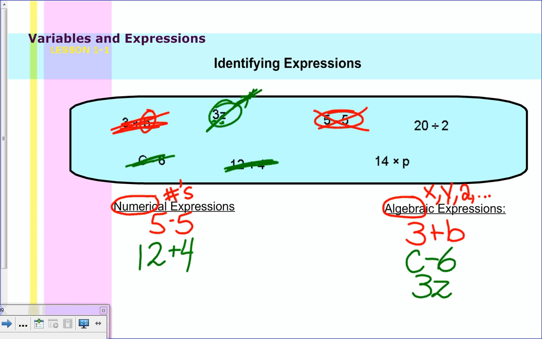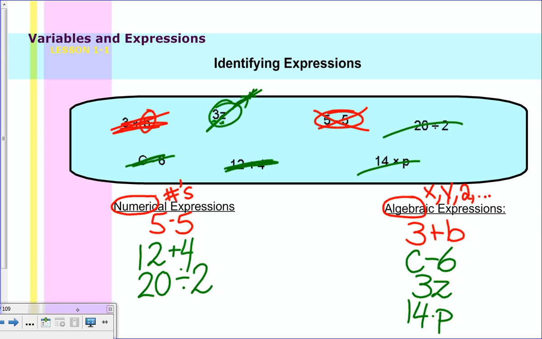And I'm going to continue through. Oh, 20 divided by 2. Well, there's a 20 and a 2. Those are numbers. So that must be numerical. And then we have 14 times P. Another way to show how to multiply, and that has a P, so that is algebraic. All right, that's the first objective.